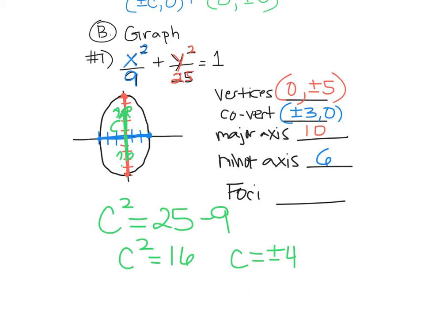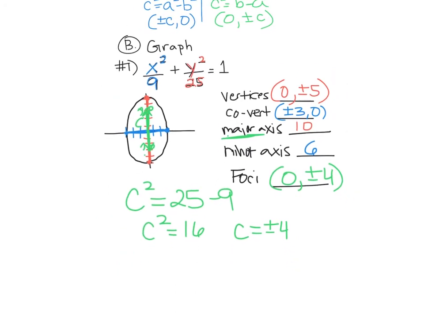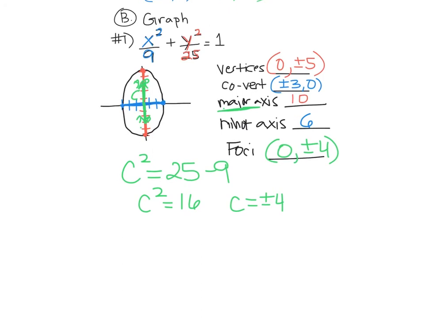It should just be positive 4, but it's okay. We're going to go 4 in each direction, up and down, because they are on the major axis. And if I went up and down a distance of 4, my foci would be at 0 plus or minus 4. And that's all the parts. Okay? All right, let's do another one.